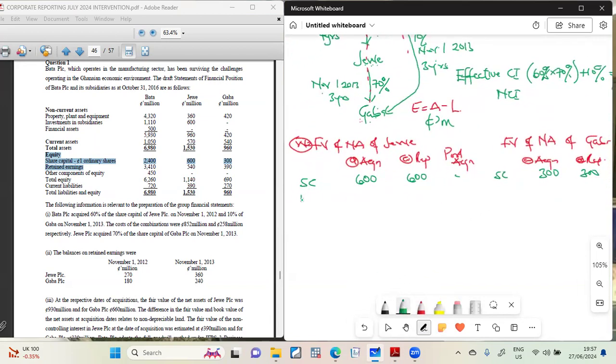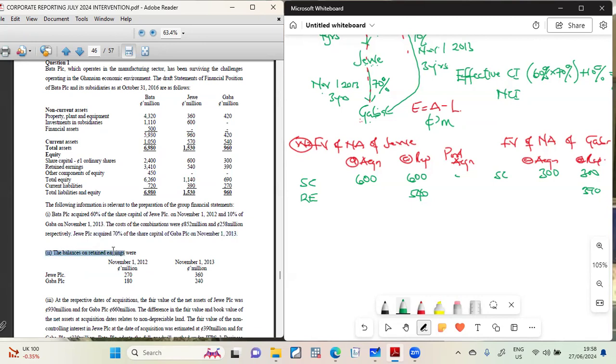Then what next? Retained earnings. Now, what is the retained earnings? If we are going to use the retained earnings, first write the reporting ones first. 540. Always write the reporting ones first. 390. Then go and read your question to find out the one at acquisition. Let's take the opportunity to finish reading everything in the question. He said that when they bought it, this was the purchase consideration for both the 60% and the 10%. All right.